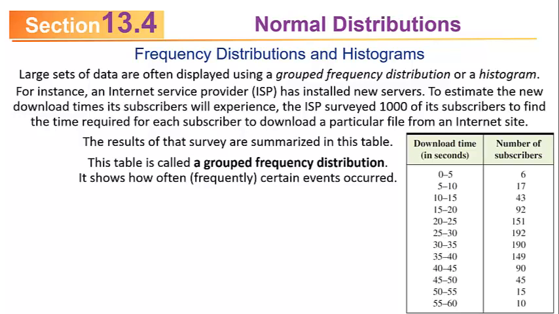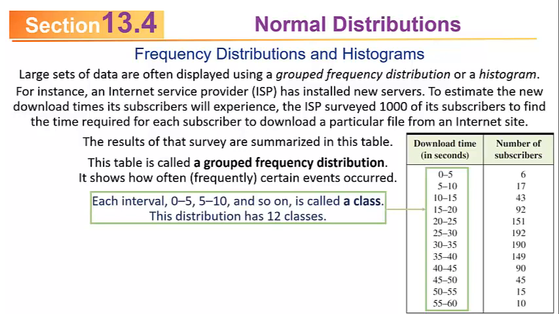This table is called a group frequency distribution because the column on the left is grouping the download times into intervals. It's showing how frequently certain events occurred. That left-hand column that's grouped into intervals 0 to 5, 5 to 10, and so on, each of those groupings is called a class. In this particular case, if you count them, you'll see there are 12 classes.